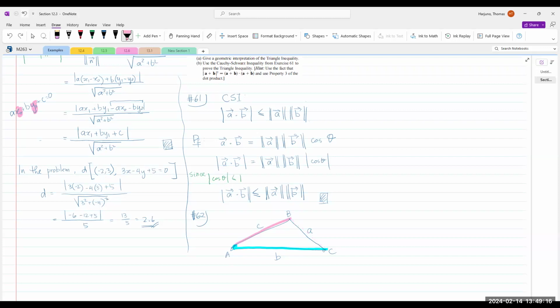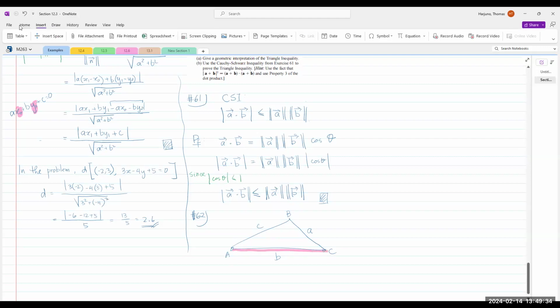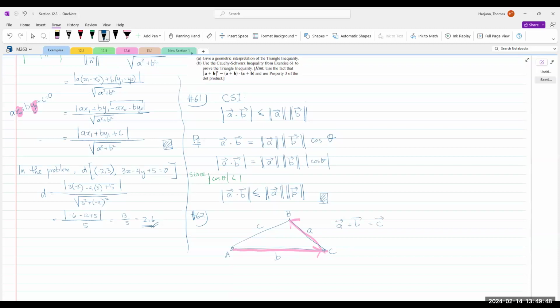Now, but how about proving that inequality? That inequality basically says, if you have vector A plus vector B, which is vector C, right? Let me do that interpretation. Vector A plus vector B is vector C.